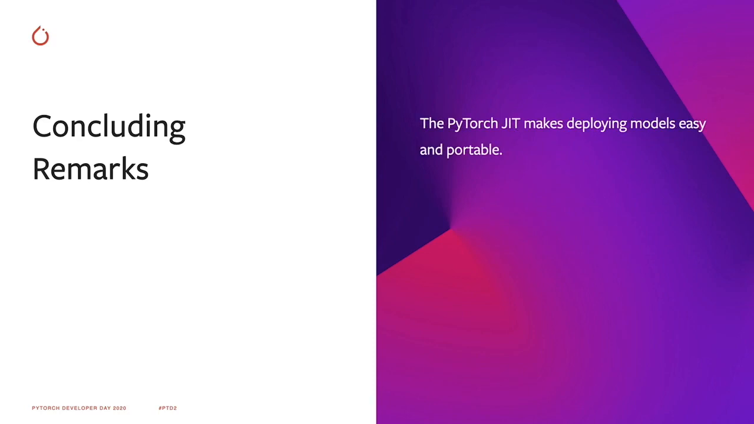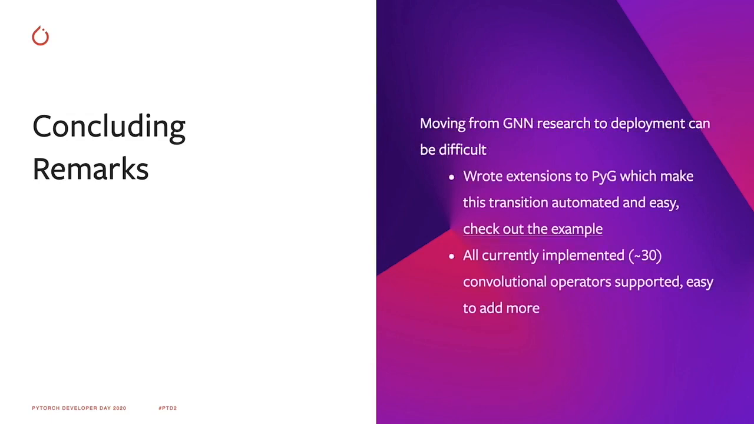We needed a way to make these models deployable at scale in a very easy way that didn't incur anything cumbersome in terms of maintenance burden. And the PyTorch JIT is one way towards that. And as it was before, GNNs were really difficult to deploy. So we wrote extensions to PyTorch Geometric that make this transition almost seamless. And you can check out that example if you follow the link in the slides.